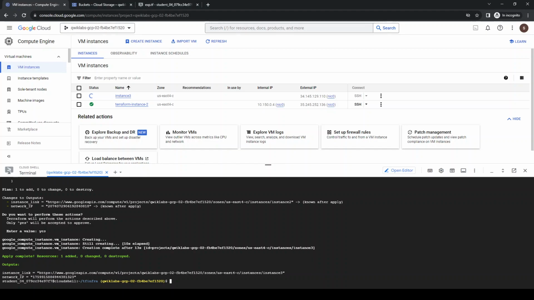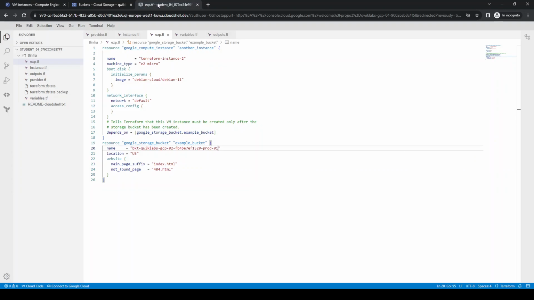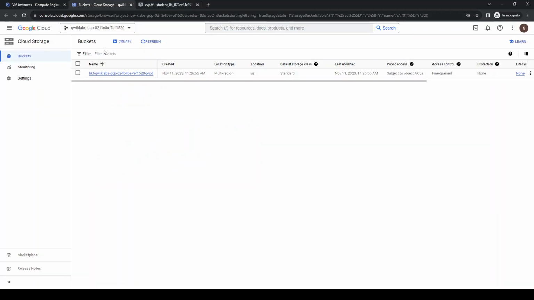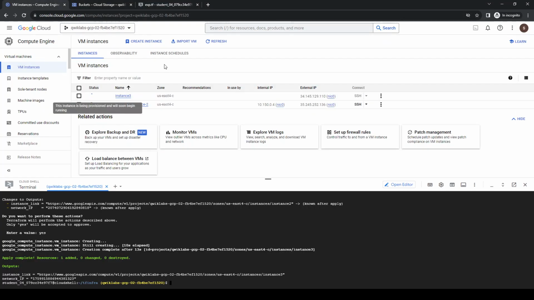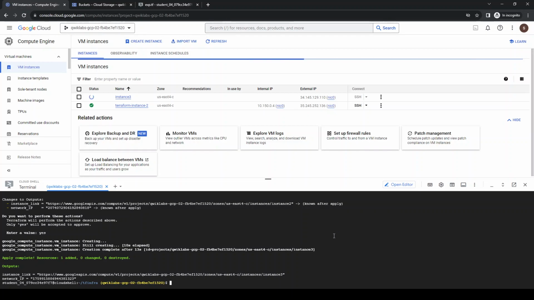Okay, continue the previous lab. So we created all the things we would like to. So we have the instance of the compute engine and its bucket. Here we have the bucket we just created, and here we have the virtual machines. All right, that's what I'd like to share.